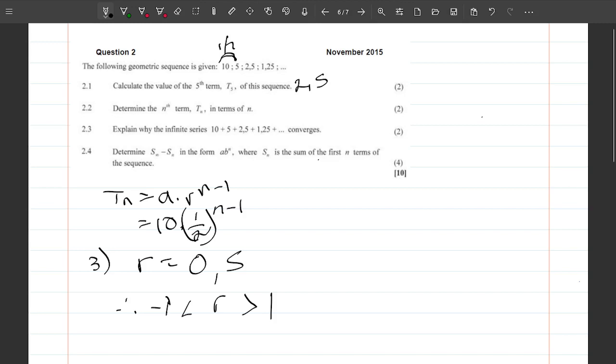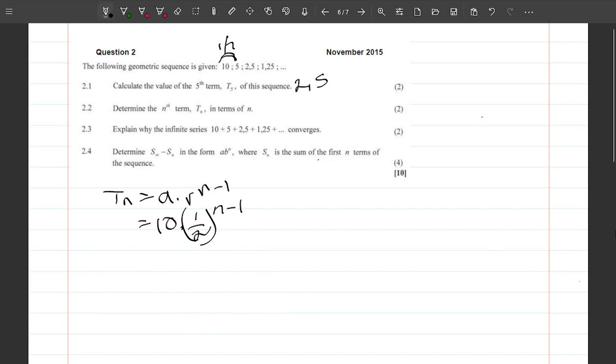Then determine the sum to infinity minus the sum of n, where sum of n is the sum of n terms of the sequence. This sounds very twisted. But let's look at it. Let's get rid of that, and let's play around with this one.